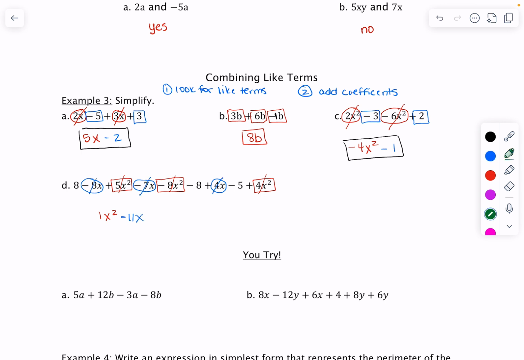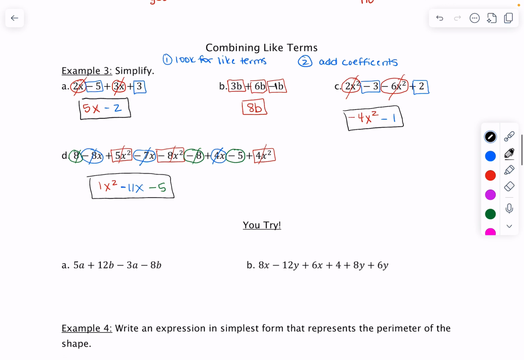And finally, I've got my constants, -5, -8, and +8. Well, 8 minus 8 is 0, so those cancel out. So I'm just left with that -5. Colors and shapes really help here to combine like terms if that's a strategy you want to use.